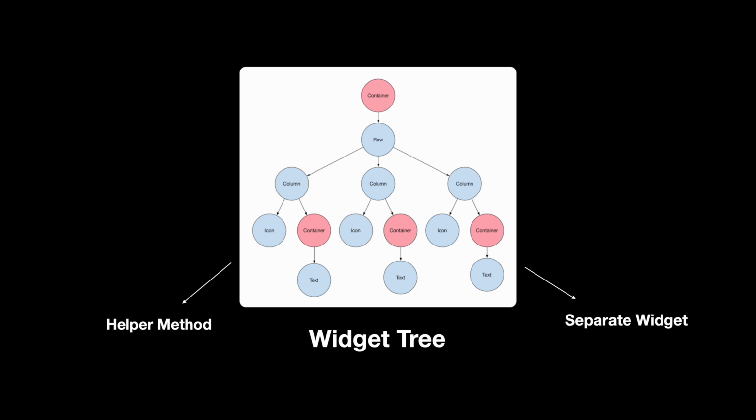In this tutorial, we will explore the primary differences between using helper methods and separate widgets for modularizing our UI code. Our main focus will be on how these two different approaches influence and impact the process of modularizing our user interface code and its side effects.